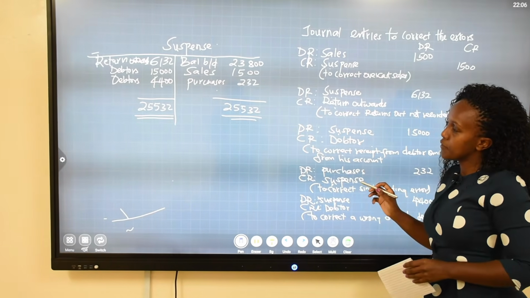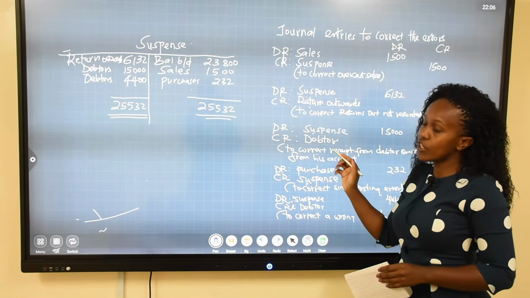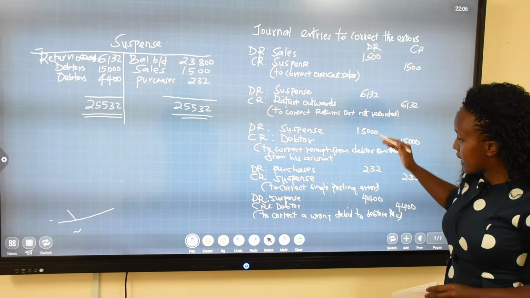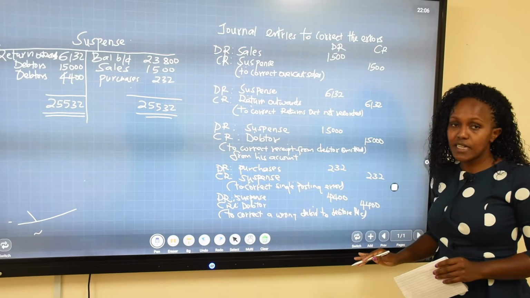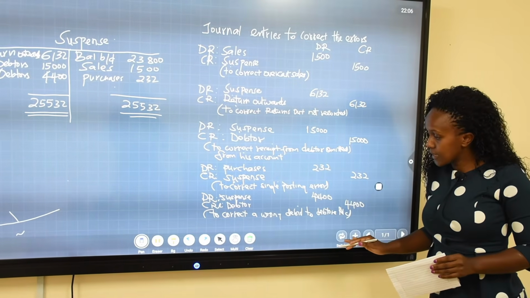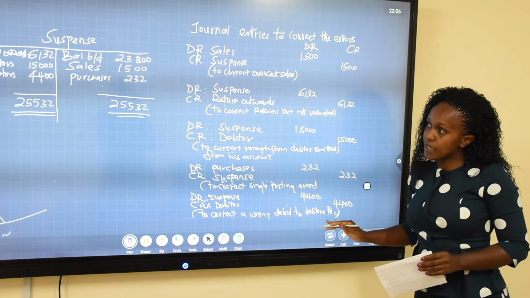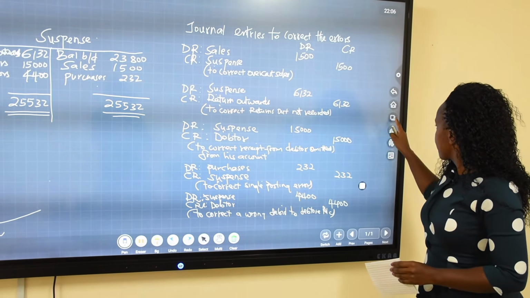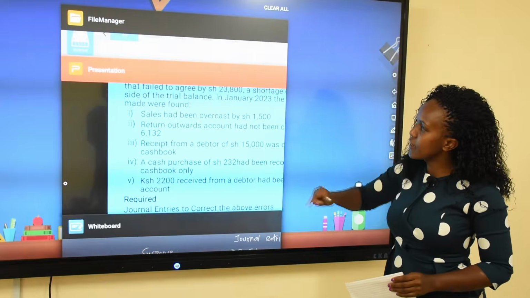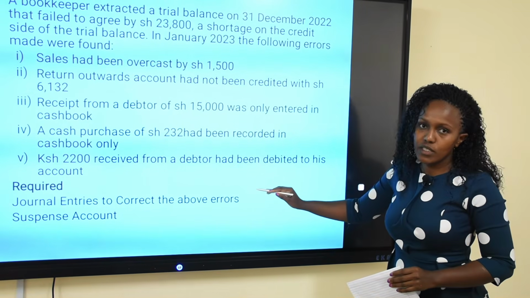It marks the correction of errors. These are errors that affect the trial balance. And we have said that errors affecting the trial balance, they have to be corrected through a suspense account. And going back, this is what we had here. We have answered this question.